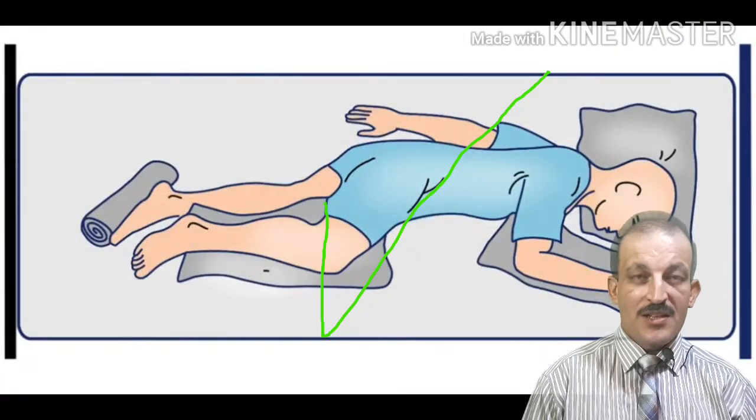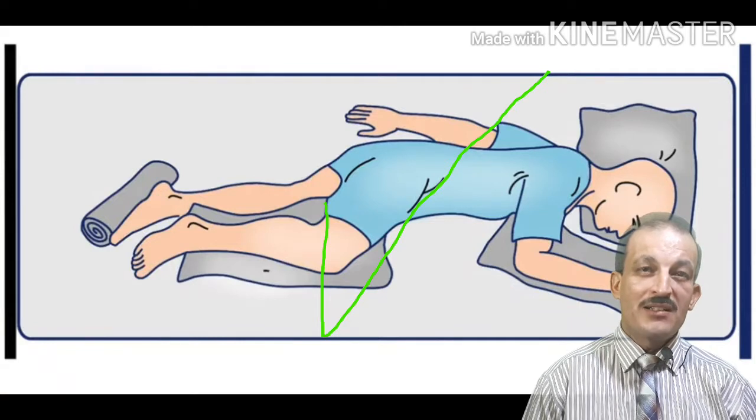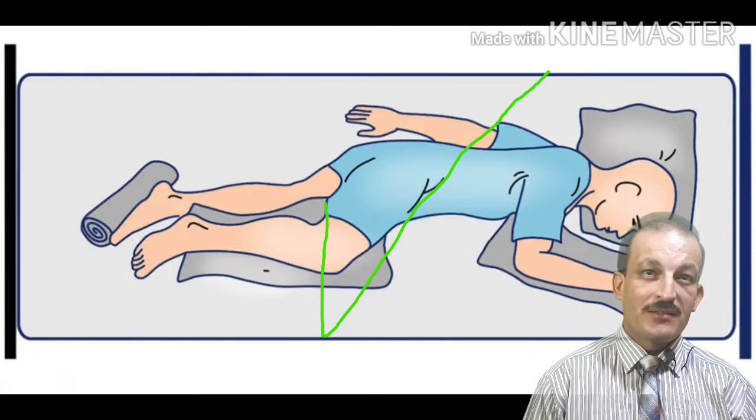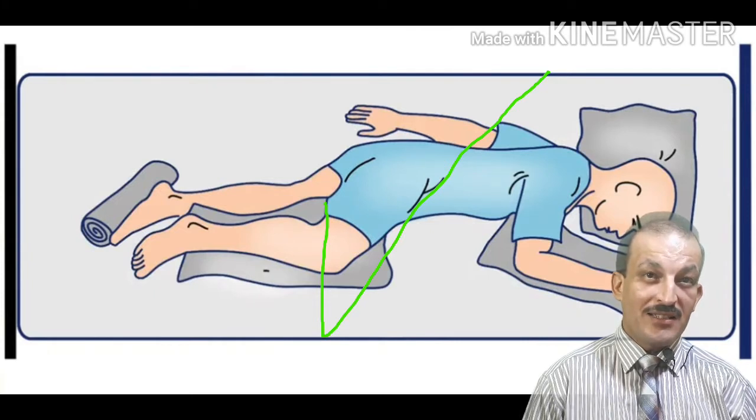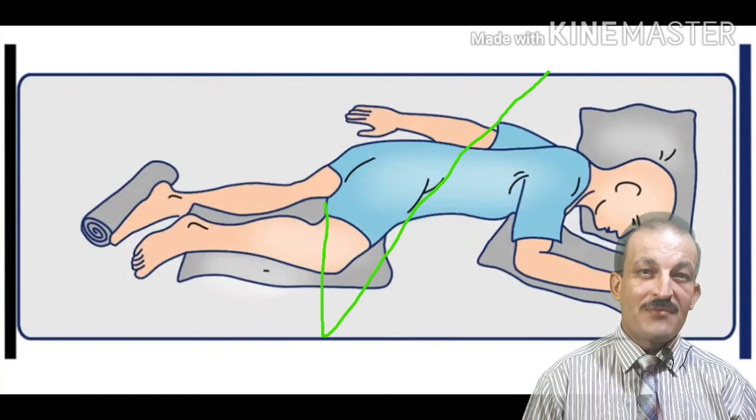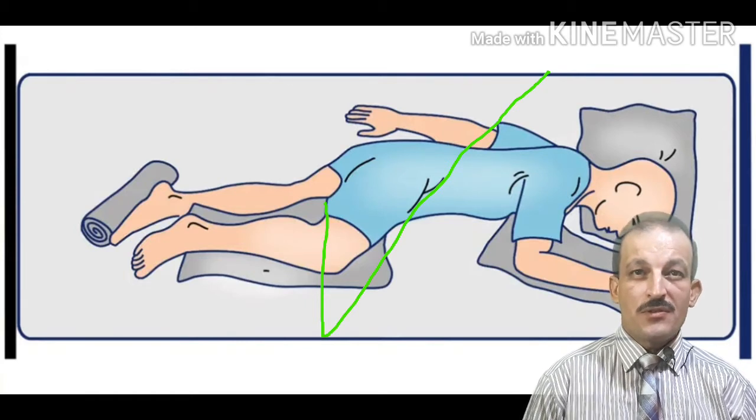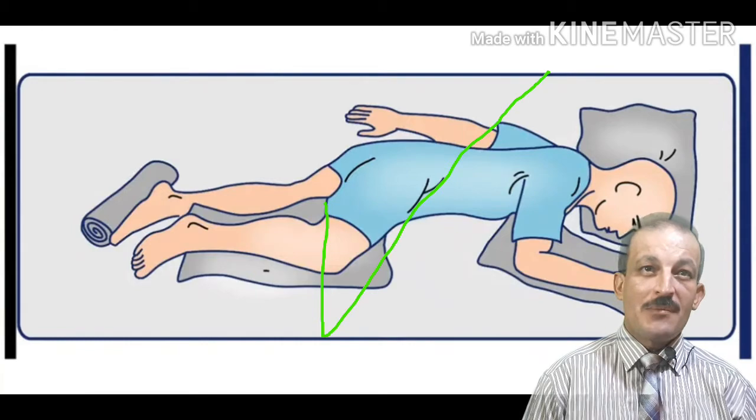So the correction for the previous picture is this one, lying on the left side, the left lower extremity is straightened and the right lower extremity is flexed. This is used for anorectal examination.